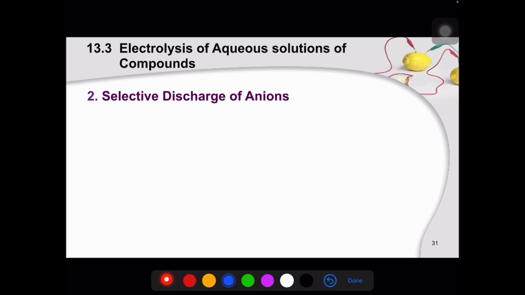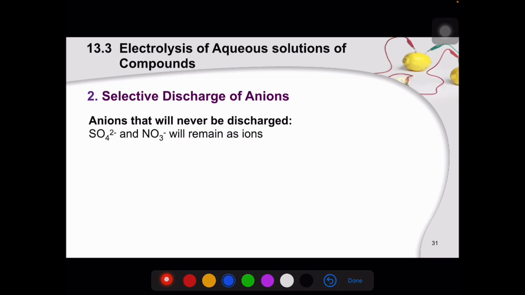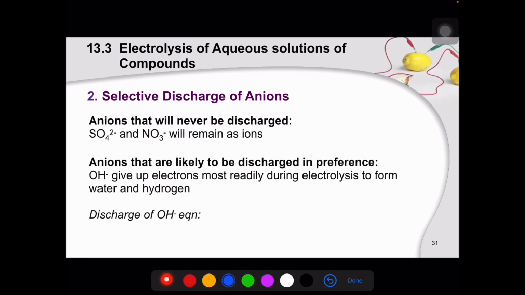The second factor looks at anions, which are at the anode side. The anions that will never be discharged no matter what the condition are sulfate and nitrate. So as long as you see sulfate and nitrate, you don't need to think too much about them. They will just stay there. They will not react. And in that case, usually the one that is reacting in the whole setup will be your hydroxide anions.